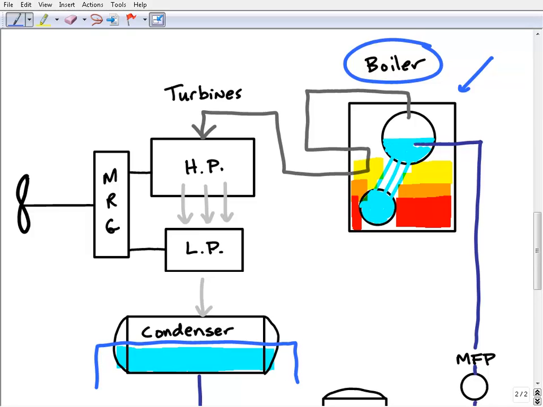So essentially, you can kind of think of it as a big pot of water that we're heating up, right? And we're going to produce what? Steam. Okay, steam is going to be our source of power.